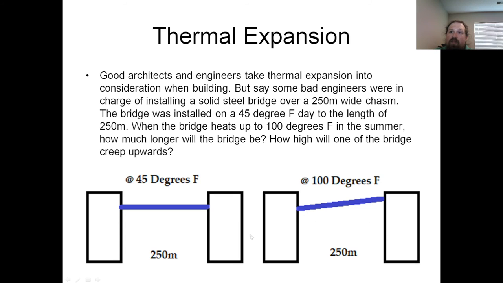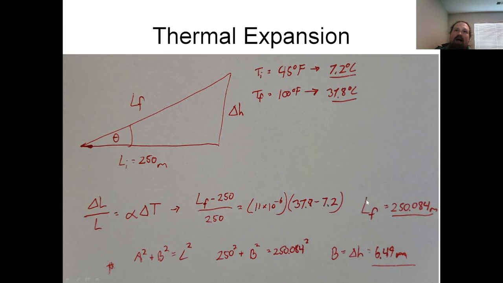Because that 250 doesn't change, the size of the gap is going to stay the same, but the bridge is now longer, and the bridge is now going to represent the hypotenuse of this triangle. So this hypotenuse, LF, is the expanded bridge, whereas the bottom leg is the initial length of the gap itself. So this is the metal fit into a gap that's this long.